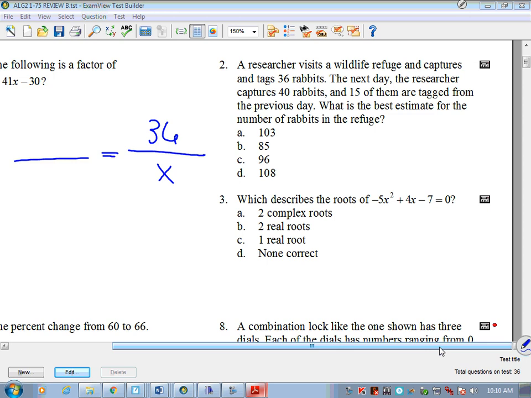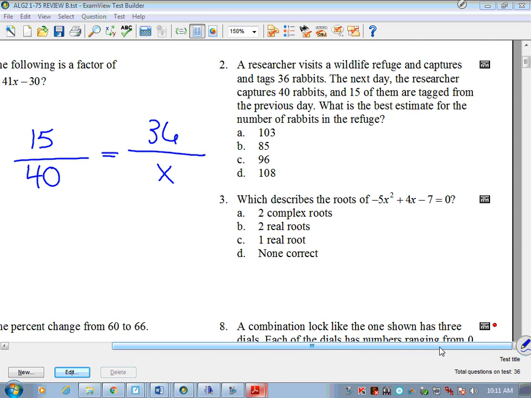Okay. All right, so we got our number originally tagged. And then it says the next day the researcher captures 40 rabbits. That is the total rabbits captured. So total to total. That's how I know 40 is going to go on the bottom. 15 of them are already tagged, right? And this should make sense, right? Because it's proportional. And I should have a smaller number on top left, bigger number bottom right, because if I captured 36 rabbits to begin with, that can't be more than the total number of rabbits in the population, correct?